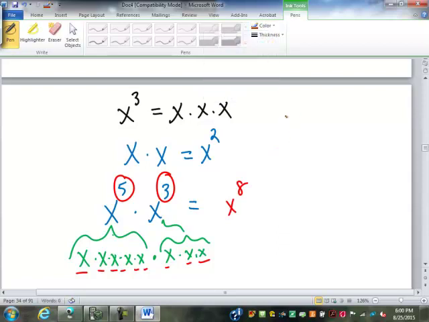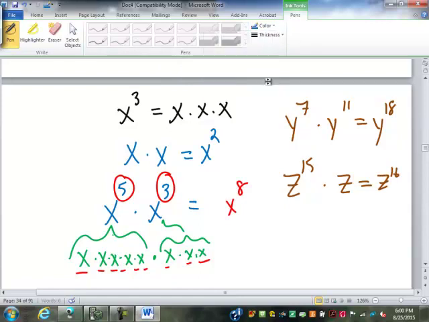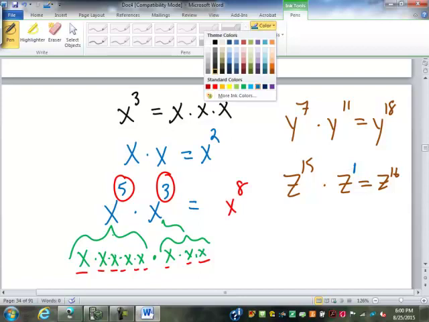So if I have y to the 7th times y to the 11th, I'm going to get y to the 18th. Good. Z to the 15th times z, z to the 16th. Perfect. Whenever we have a variable without a power on it, it's really a power of 1. We just don't bother writing it in. So it'd still be 15 plus 1 is 16.